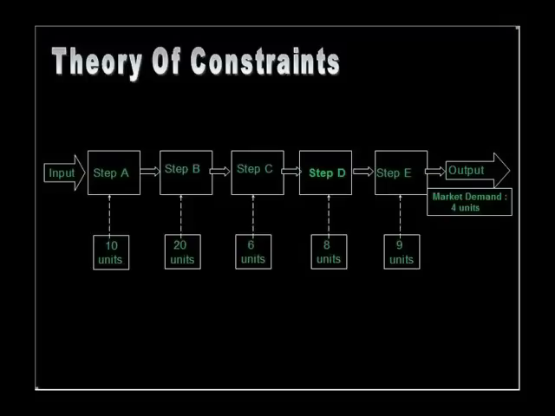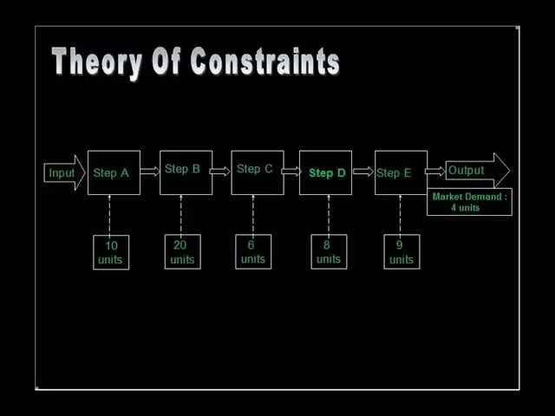Step 2. Exploit or maximize the efficiency of the system constraints. Example: the constraint step C can only produce 6 units per day. For the solution, keep the constraint utilization as close to 100% as possible in order to squeeze every available unit out of the constraints.